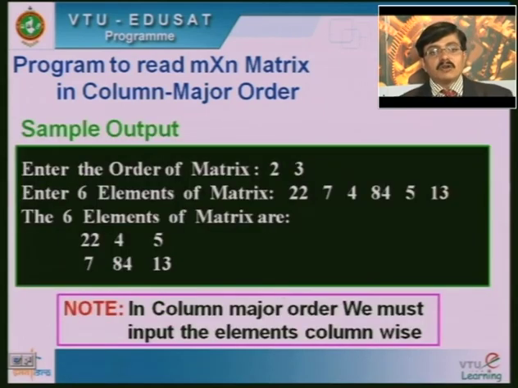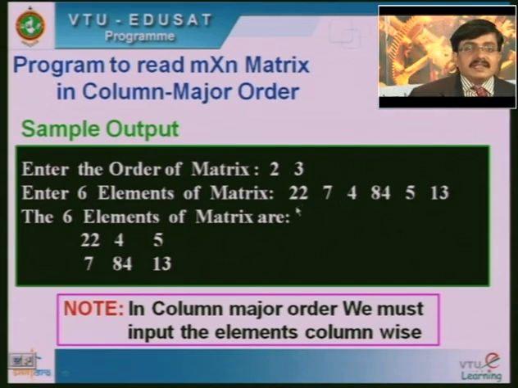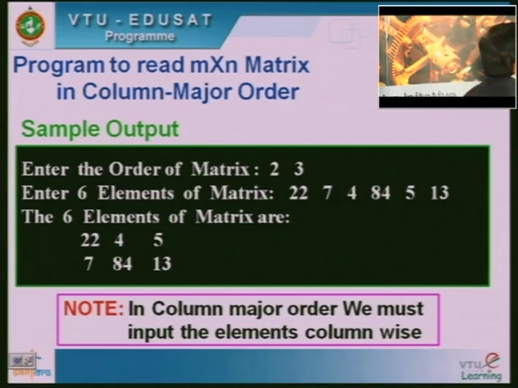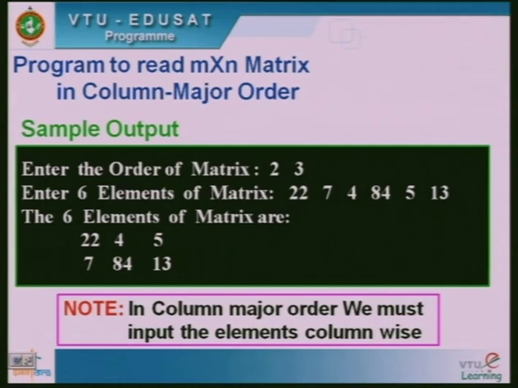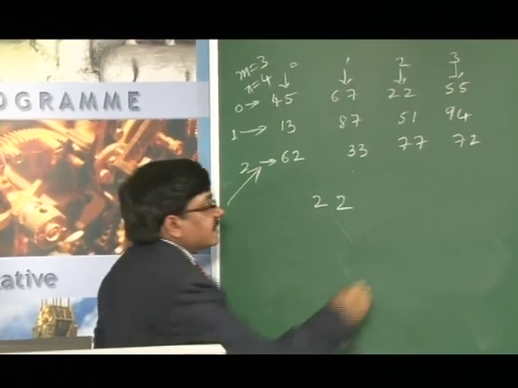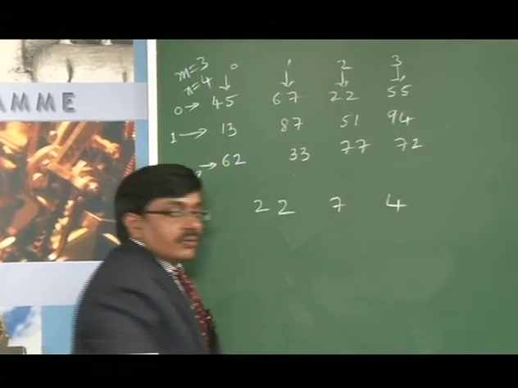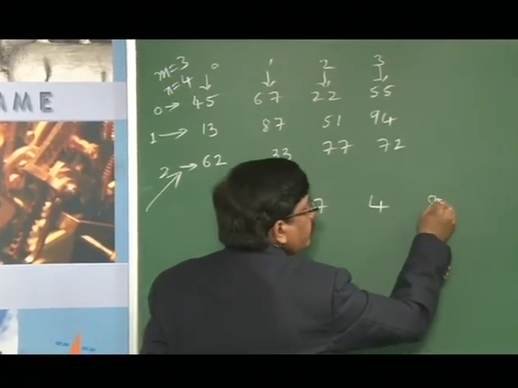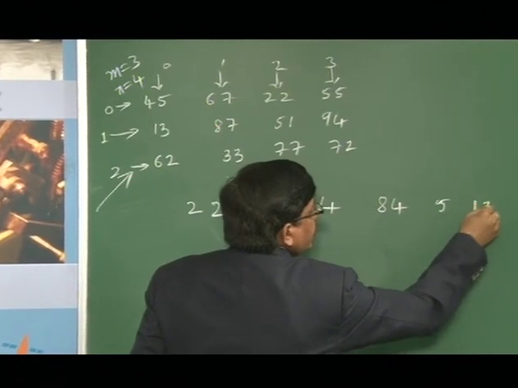So, for example, the output of this particular code. Enter the order of the matrix. I am entering here 2 and 3. The 2 cross 3 is the order of the matrix here, so 6 elements will be there. The 6 elements of the matrix I am entering as 22, 7, 4, 84, 5 and 13. Here you can note that we are entering the elements as 22, 7, 4 and then 84, 5 and 13.